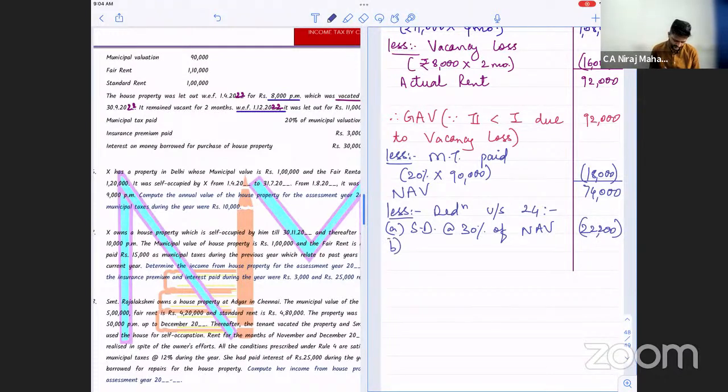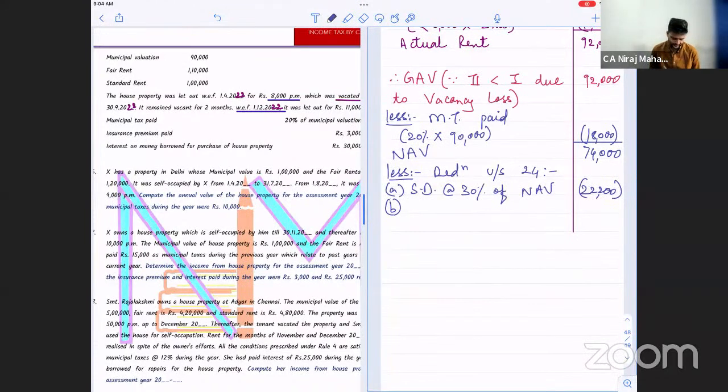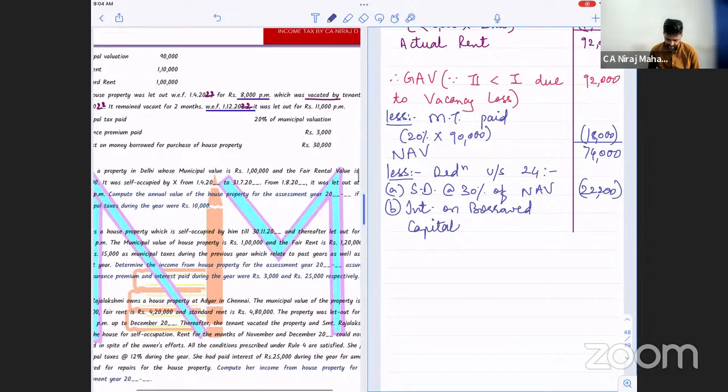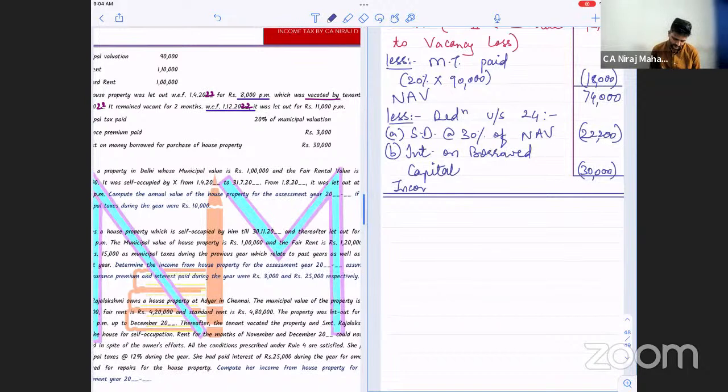And B, interest on borrowed capital, the figure is already given to you. It is 30,000. So the answer is 21,800. Right, everybody? Good.